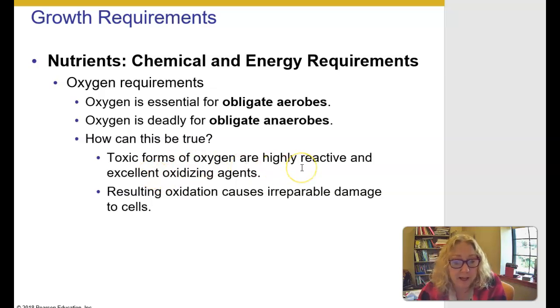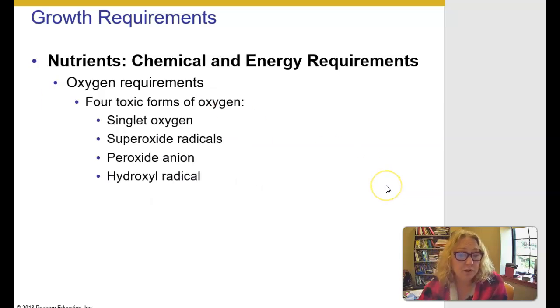Toxic forms of oxygen are highly reactive and excellent oxidizing agents. So this results in oxidation causing irreparable damage to cells that cannot grow in the presence of oxygen. So it is possible for things to be obligate anaerobes. Bacteria are sneaky little things. They have developed ways to survive.